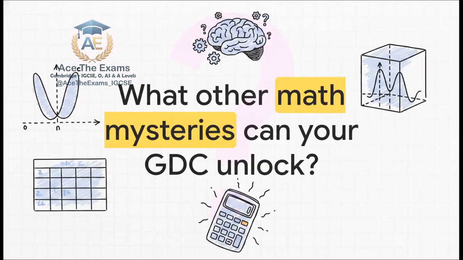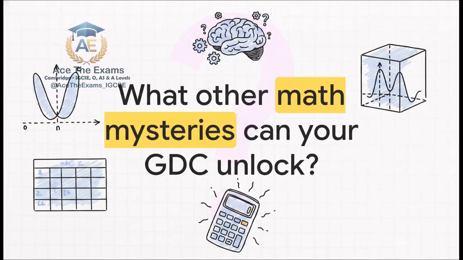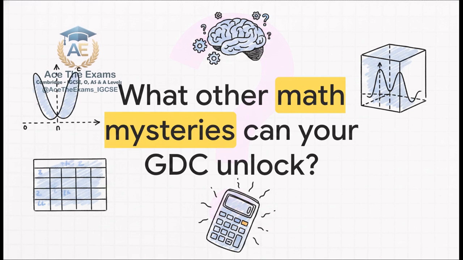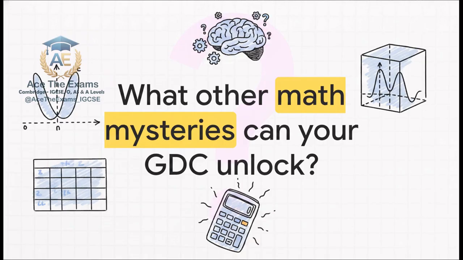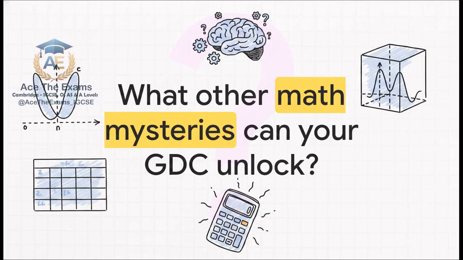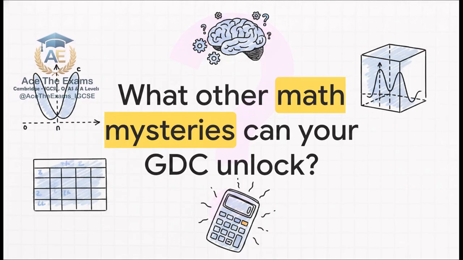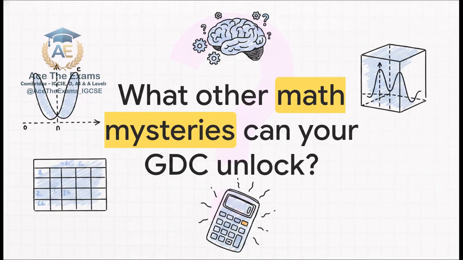And that wraps up our explainer for today. We've seen how the GDC is basically a legal cheat code. It effortlessly translates massive functions, plots complex curves, zeroes in on exact roots and intercepts, maps out the highest peaks and lowest dips, and builds precise data tables without breaking a sweat. It takes all that tedious, frustrating friction completely out of the equation.